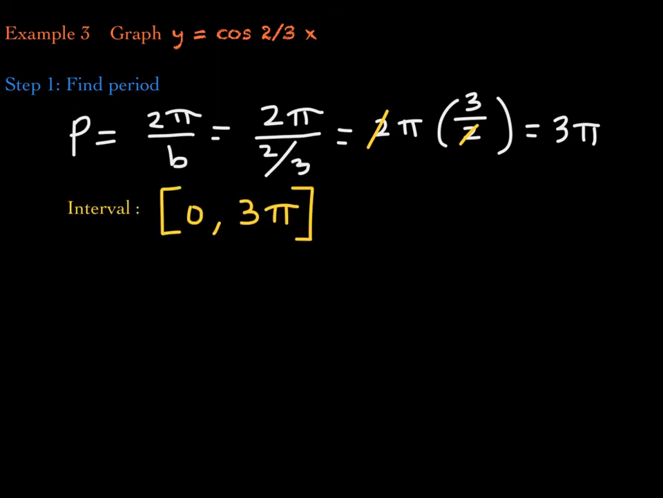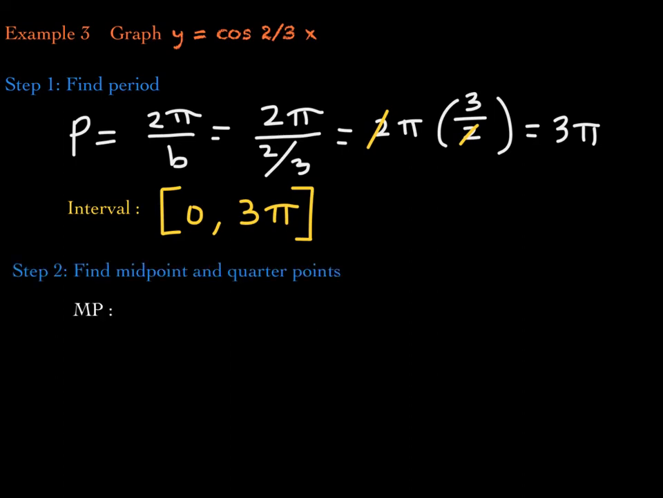Okay, now that I know my period is 3 pi, I know the interval over which the function completes one period is now 0 to 3 pi. No longer 0 to 2 pi, 0 to 3 pi. So what we're going to do is divide this interval into 4 equal parts. That is to say, we're going to find the midpoint and the quarter points. We already know the left endpoint is 0 and the right endpoint is 3 pi. We want to know what's right in the middle, and then we also want to know the quarter points.